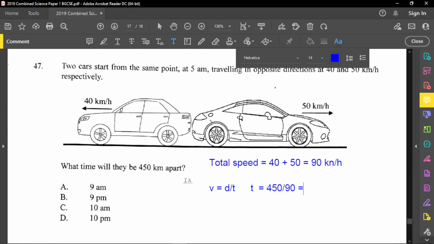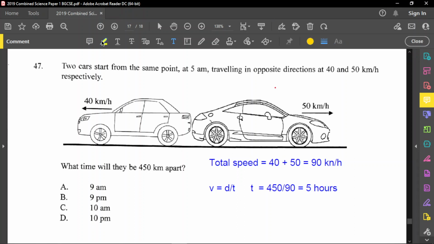And so that equals 5. Okay, so here we have 5 hours. So 5 hours is the time taken to reach 450 kilometers apart. And so if you think about it, if you leave at 5 a.m., 5 hours after 5 a.m. must be 10 a.m. So 10 a.m. is our answer. But you want me to show you something cool?